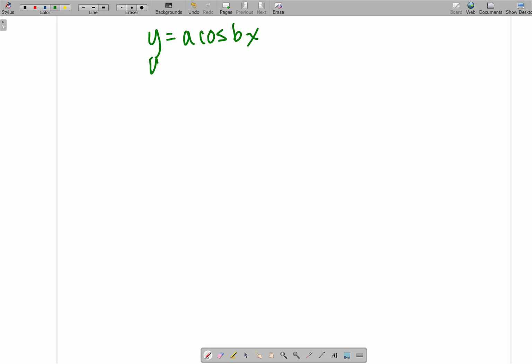So if we want to graph y equals the cosine of x, here we note that a would equal 1 because there's no number in front of the cosine. It's understood to be a 1. And b would equal 1 because there is nothing in front of the x, so it's understood to be a 1. We do the same thing with the period.